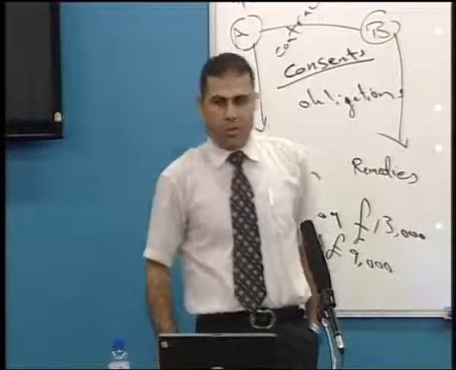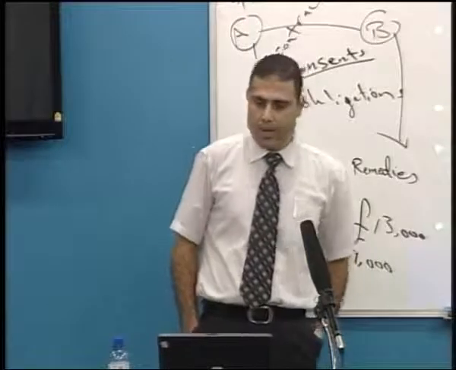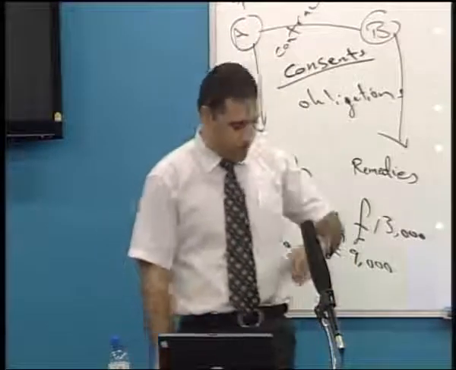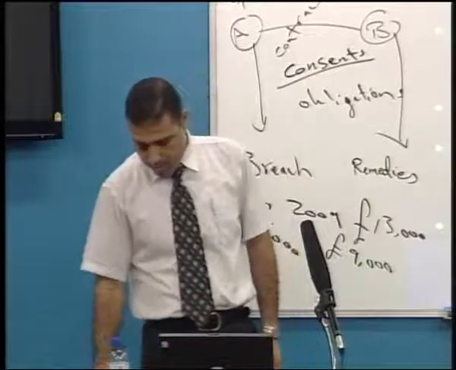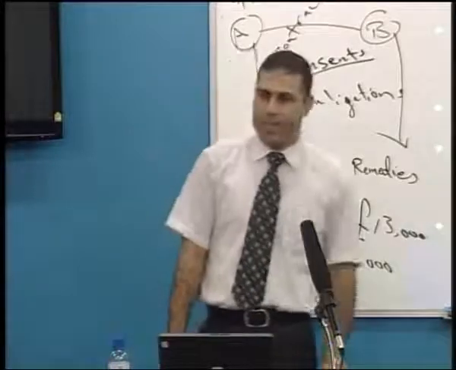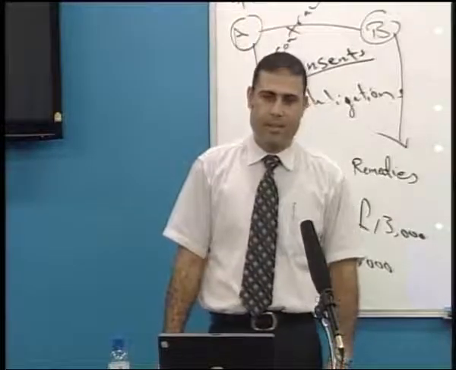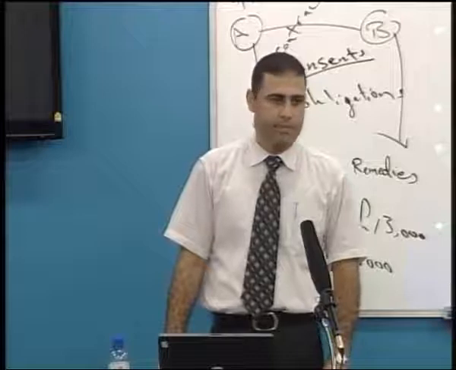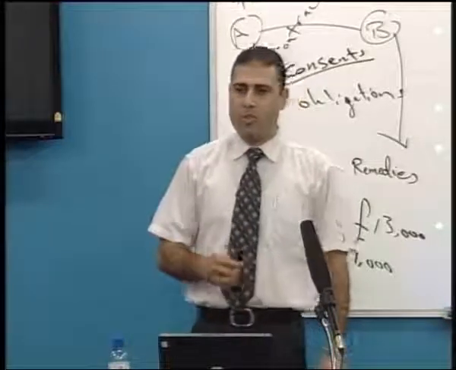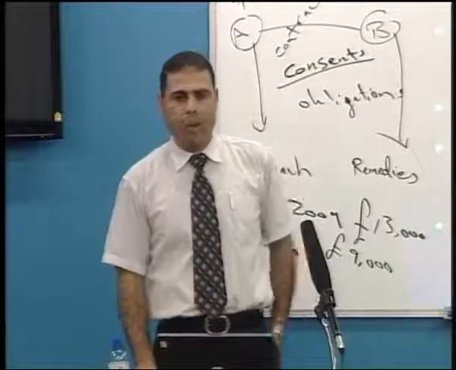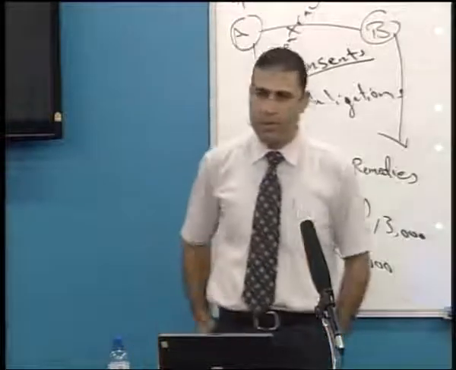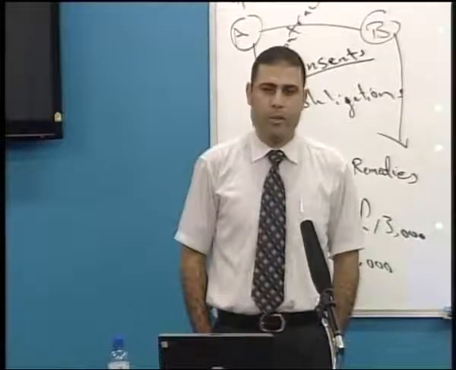Let's look at the first condition, number one. Condition number one is offer and acceptance. How can we make an offer and acceptance? How many times have you made a contract this month? How many contracts have you done? Any one of you? A lot. How do you do them?